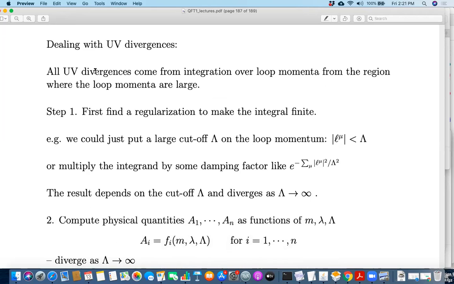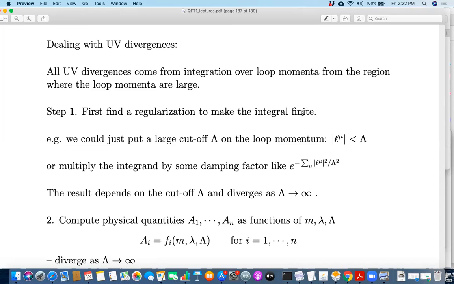So, this is how one goes about dealing with ultraviolet divergences. The first step is to somehow make them finite. You cannot deal with infinities, right? Because if you subtract two infinities, you don't know whether the result is finite or infinite or zero. You have no idea. So the first step in dealing with ultraviolet divergence is to make it finite. That procedure is called regularization. You have to find a regularization that makes the integral finite.